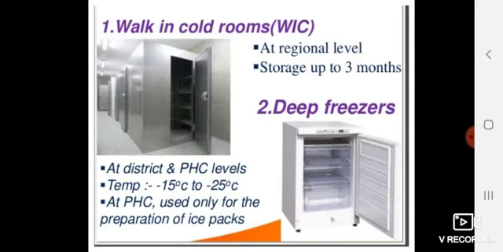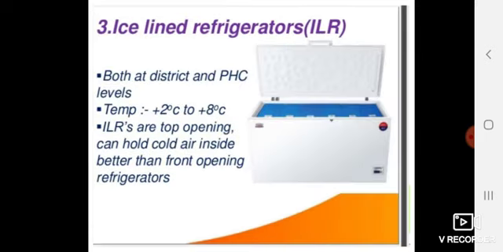You can see the diagram. Vaccines in cold rooms can be stored up to 3 months. Then the deep freezer, where temperatures are between minus 15 to minus 25, is commonly used at the PHC and district hospital level. Then the ice-lined refrigerator is common in CHC and PHC also, at plus 2 degrees to 8 degrees.